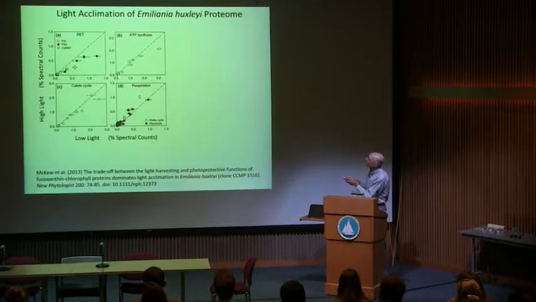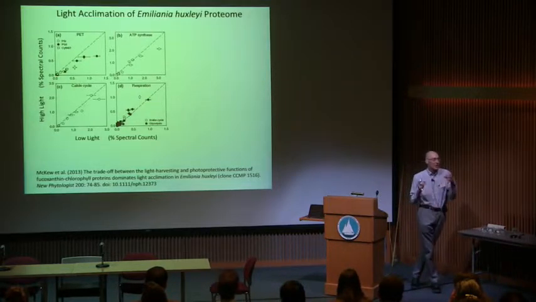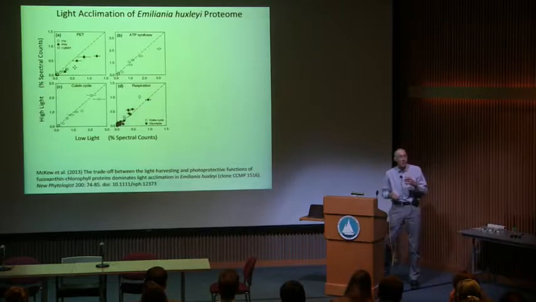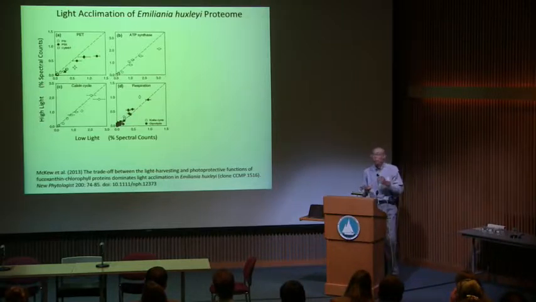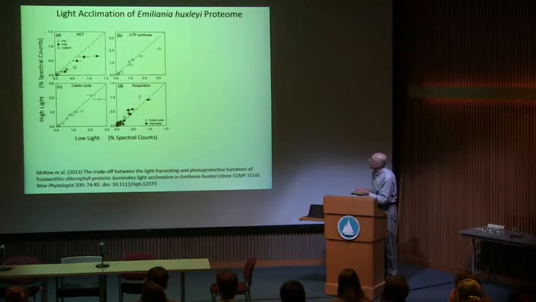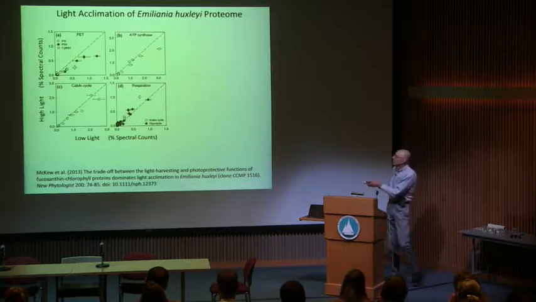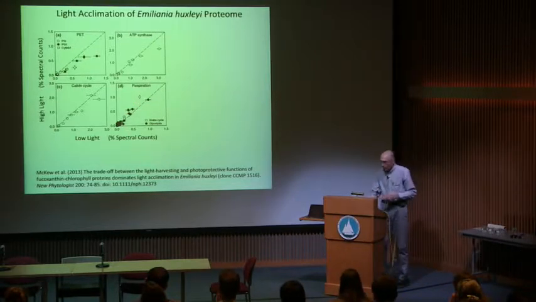For the ATP synthase, these are different proteins within a macromolecular complex, so we expect them to co-vary. If they didn't co-vary, it would tell us that part of that complex wasn't being synthesized. So it's not surprising that there's co-variability there, just a little bit lower in high light than low light. Calvin cycle enzymes, again, not much of a change. But if anything, lower in high light than low light. The thing that increases are the proteins associated with respiration.